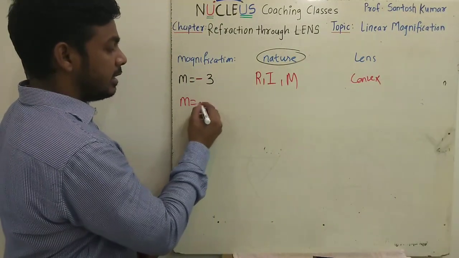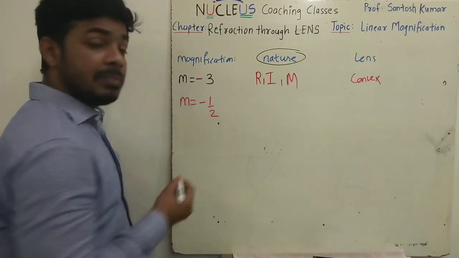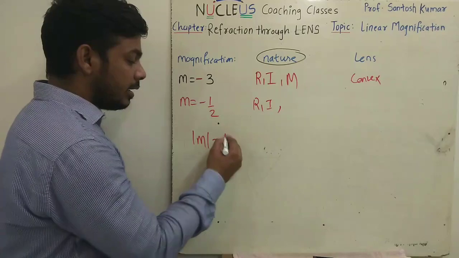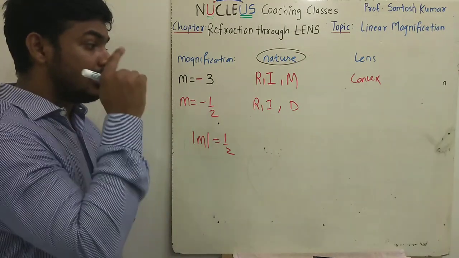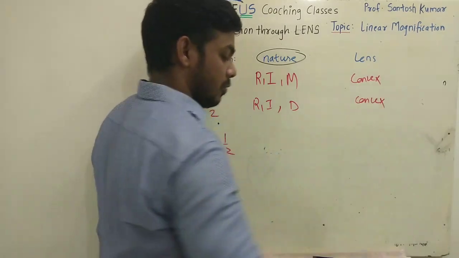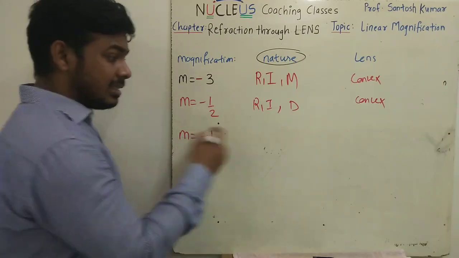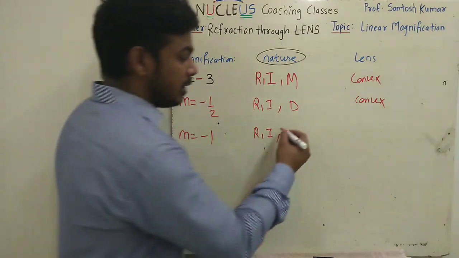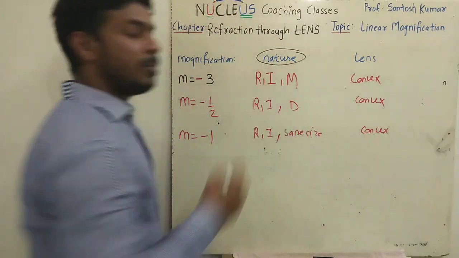If I say magnification is -1/2, again, since magnification is negative, it is real and inverted. And if I say mod M, it will be half, which is less than 1, so diminished, right? So the image is real, inverted and diminished, okay? And since the image is real, the lens will be convex. And if I say magnification is -1, again minus, real, inverted, and mod M equal to 1 means same size, real, inverted, same size. Since it is a real image, still it will be formed by a convex lens.